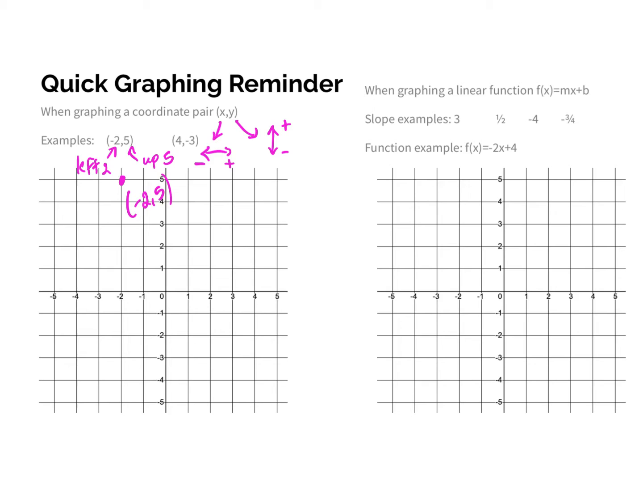If I'm graphing the point 4, -3, I'm going to start at 0, 0, go right 4 and down 3, and make my point.